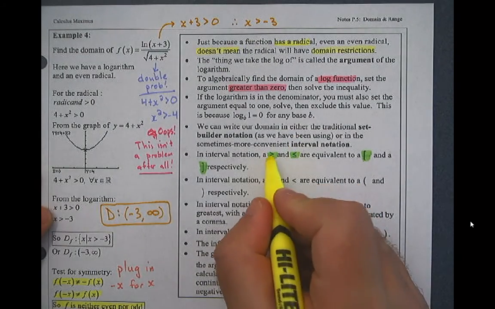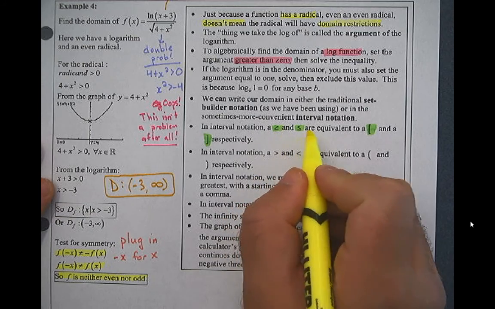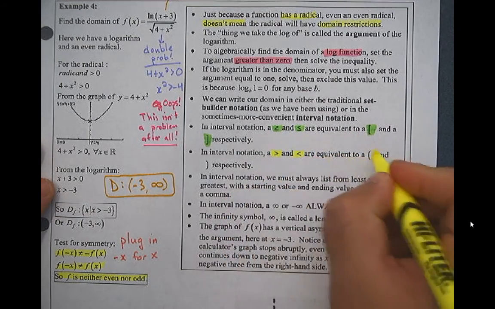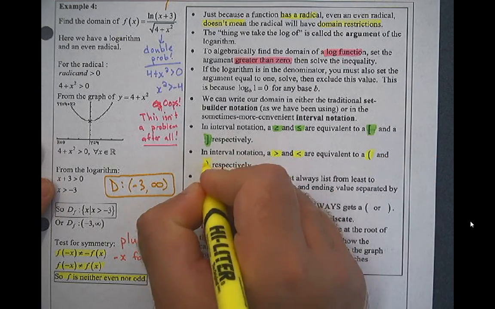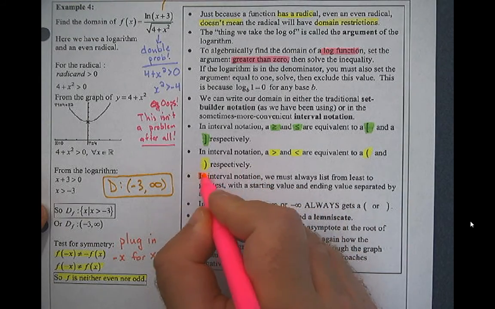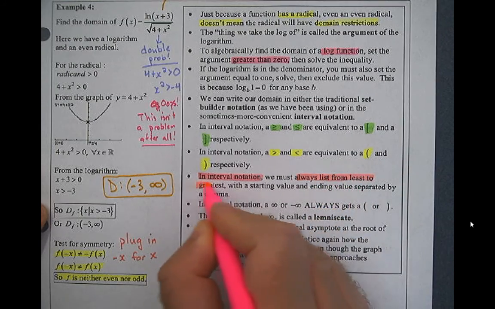Sorry, less than or equal to, or greater than or equal to, I said that wrong. Less than or equal to, greater than or equal to are included. Less than, greater than are not included, and we indicate that with a parenthesis. And when you're writing something in interval notation, you must always list from least to greatest.